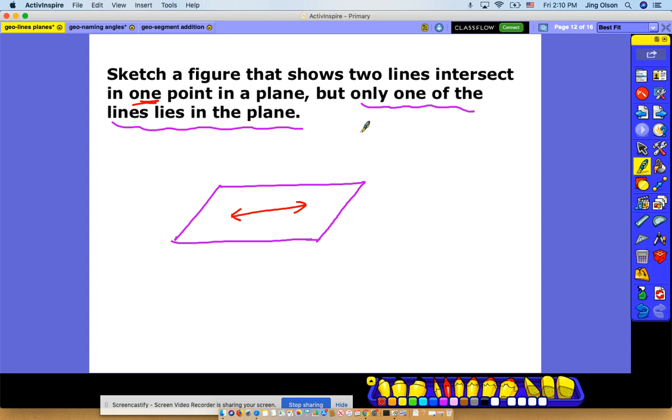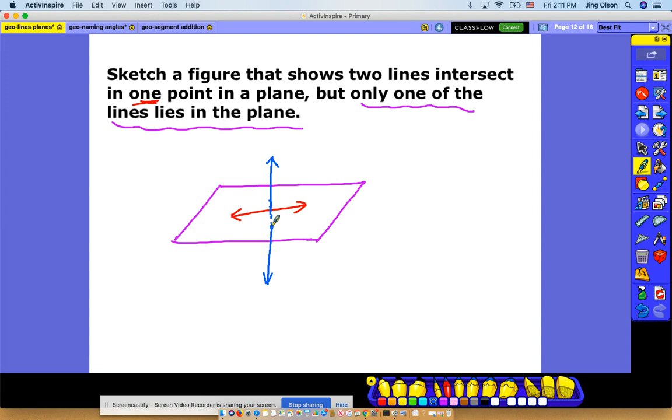But the intersection is in the plane. So where does the other line go? If the other line goes this way, they're both in the plane, right? So that doesn't work. That's not what it says. So the other line is actually not in the plane, which means it's going to go across the plane. It's going to go out. So this is the line, going through the paper. If this is the paper, this line is actually going down, through the paper. You have a piece of paper on the table. This line is on the paper, and this one goes up and down, across the paper, right?